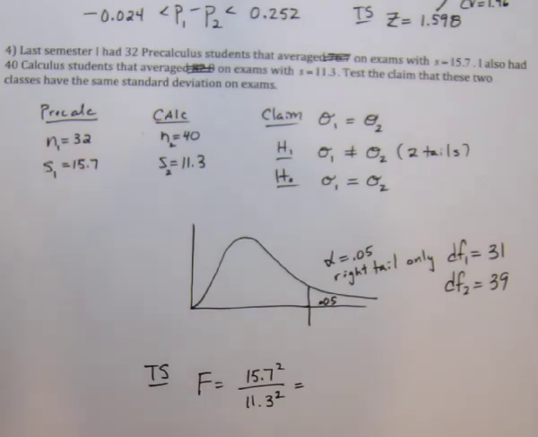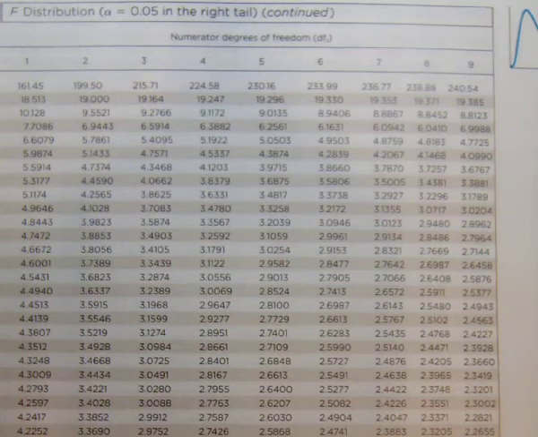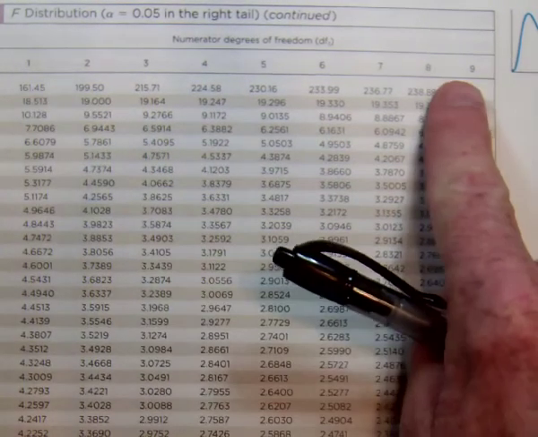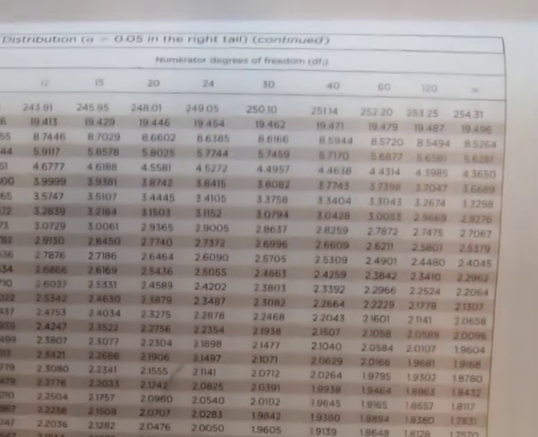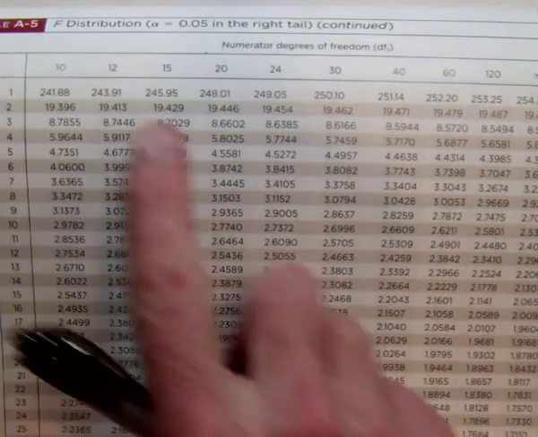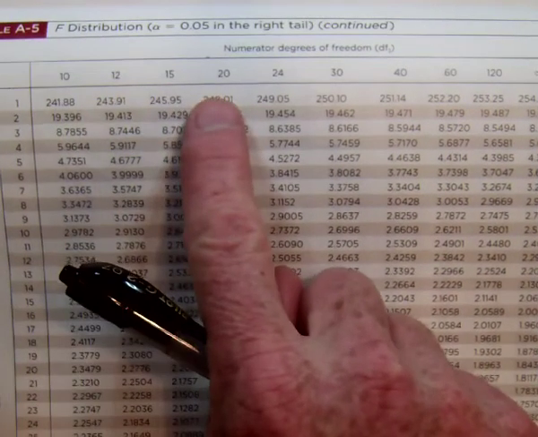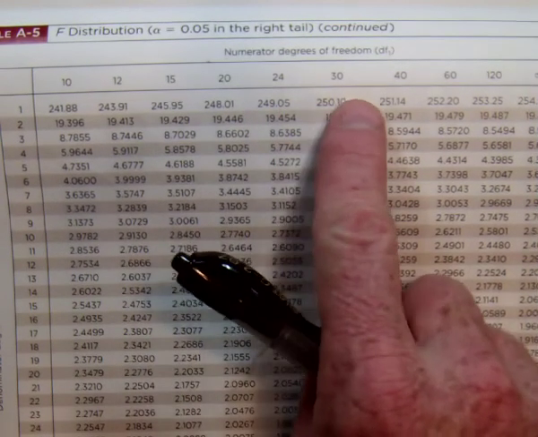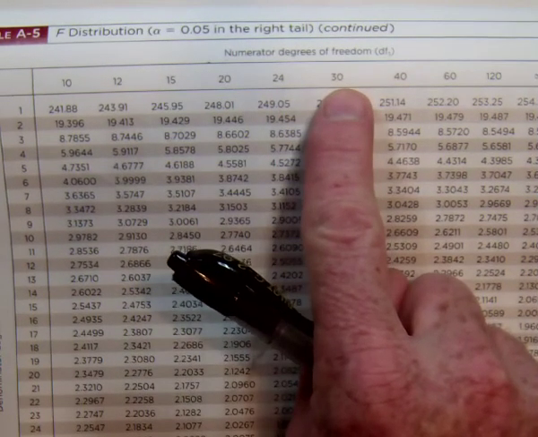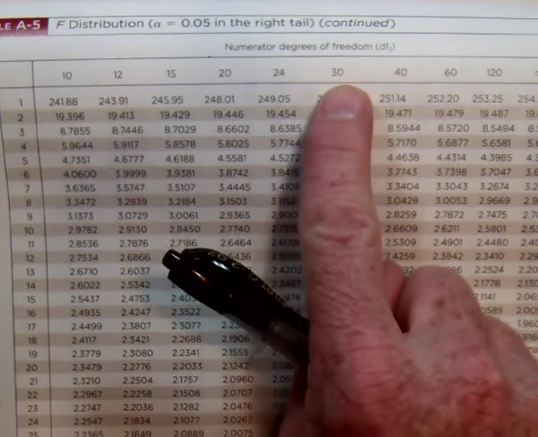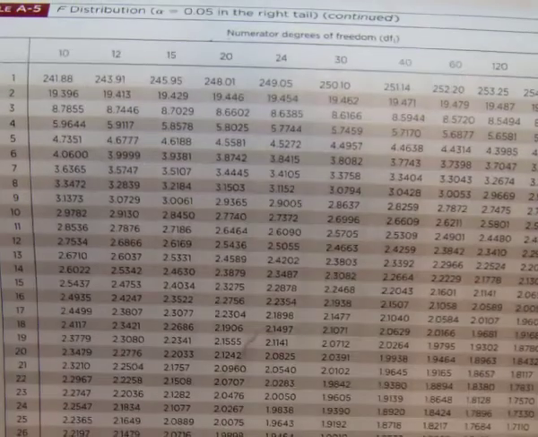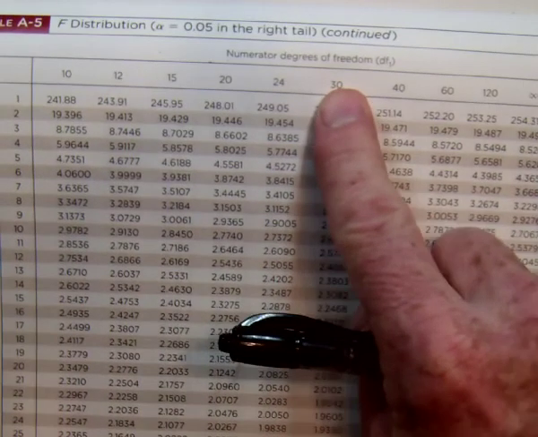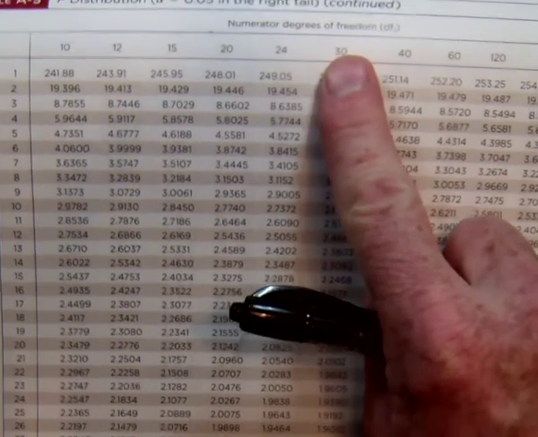So notice that when you look at degrees of freedom number 1, it only goes up to 9. Well, you then just move the table down and it starts again at 10, 12, etc. So we were looking for a 31. There was no 31, but there's a 30. Then along the side, we need a 39. So this one was supposed to be 31, but they don't have it. We're going to use 30.